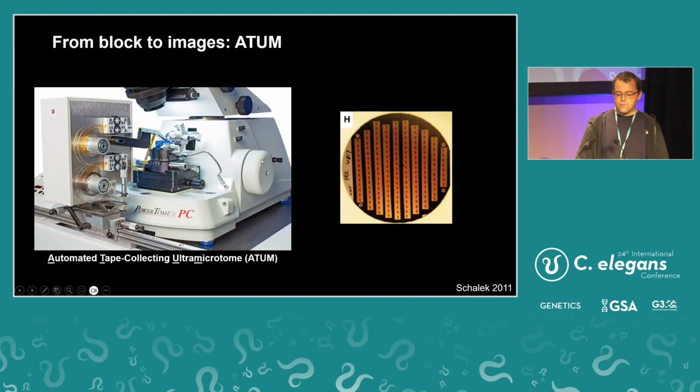And lastly, another way to get your block into images is to section it using an ATUM, which is an automated tape collecting ultramicrotome. And so you section it like normal with this diamond knife. The sections float on the water, and they're collected by this roll of tape that just dips down into the water and gets rolled up. And then once this is finished, you just cut your tape into strips, you stick it to a silicon wafer, and you can image it in the scanning electron microscope. And we've had great success with all of these approaches.